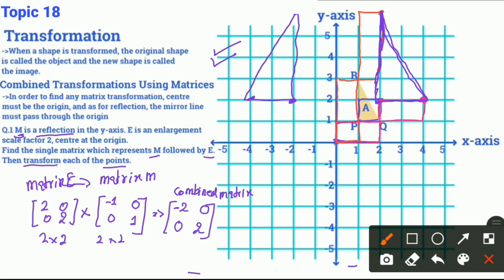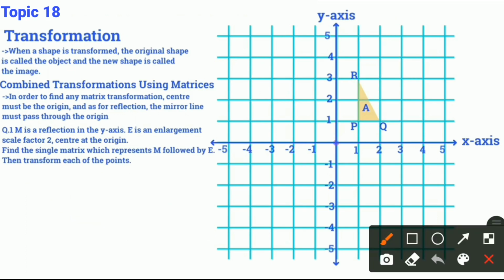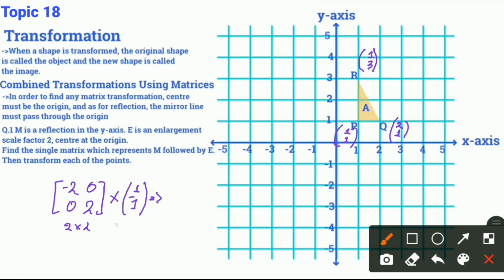and then we can use this to multiply each of the column vectors of the points. Okay, the column vector of Q is 2 and 1. The column vector of P, the column vector of R. Okay, so multiplying each one with the column vector of the points. So 2 multiplied by 2, 2 multiplied by 1. -2, 2. Okay, so converting the column vector of the point P, you got this new one. So it's going to be right here.